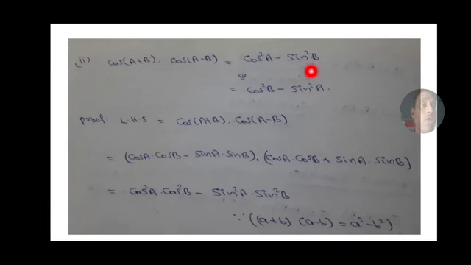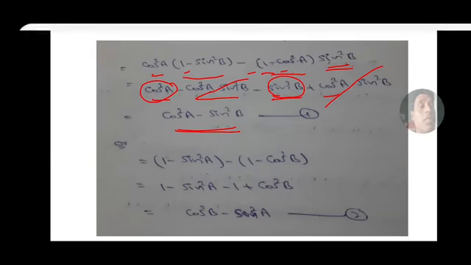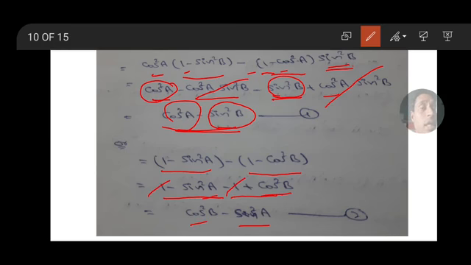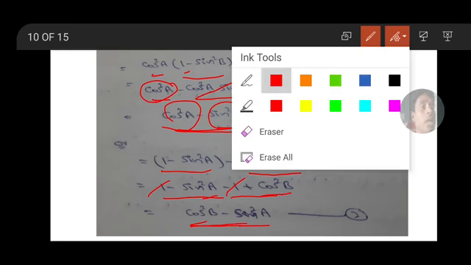In the result we have another one, cos square b minus sin square a. So that also we will prove. So cos square a can be written as 1 minus sin square a, and sin square b can be written as 1 minus cos square b. So multiply with minus: 1 minus sin square a is the same, minus 1 plus cos square b. This minus 1 plus 1 cancel. So cos square b minus sin square a. These are the two results.